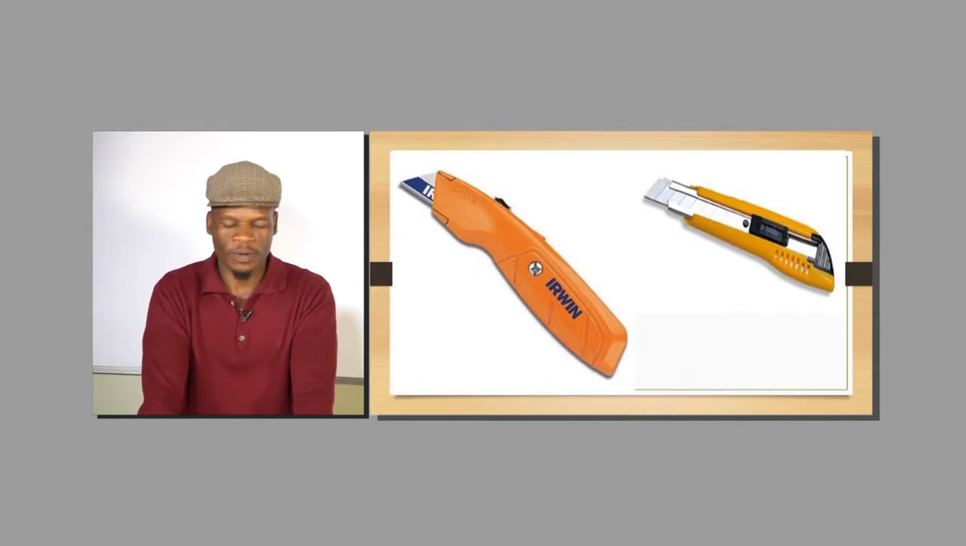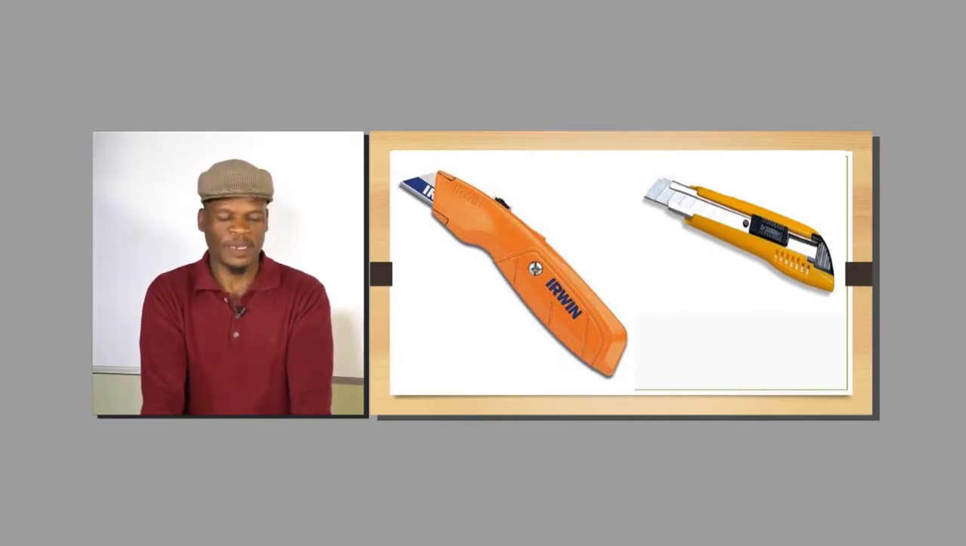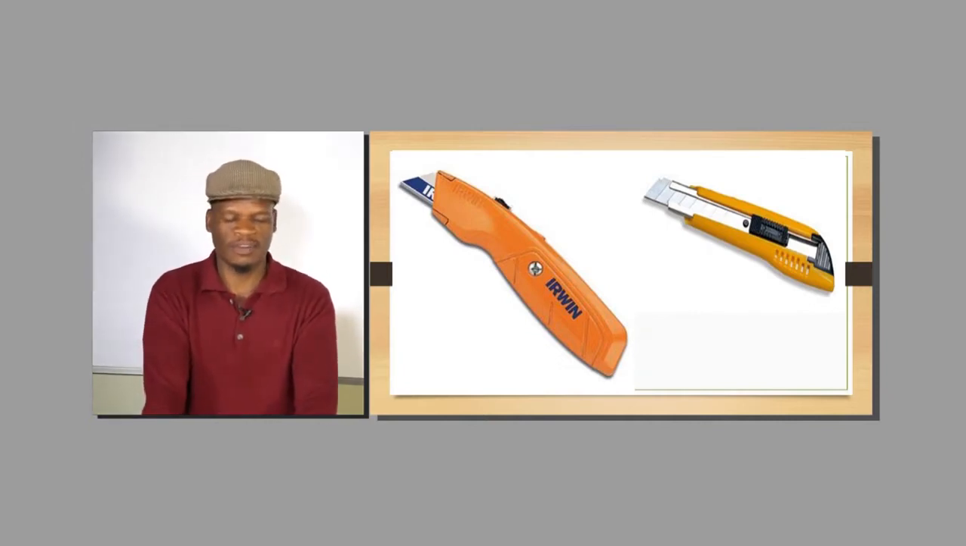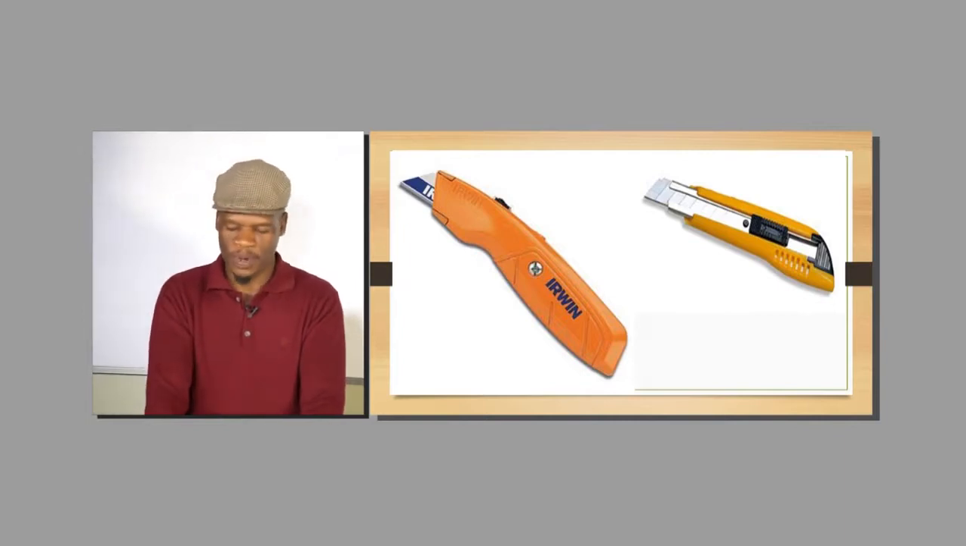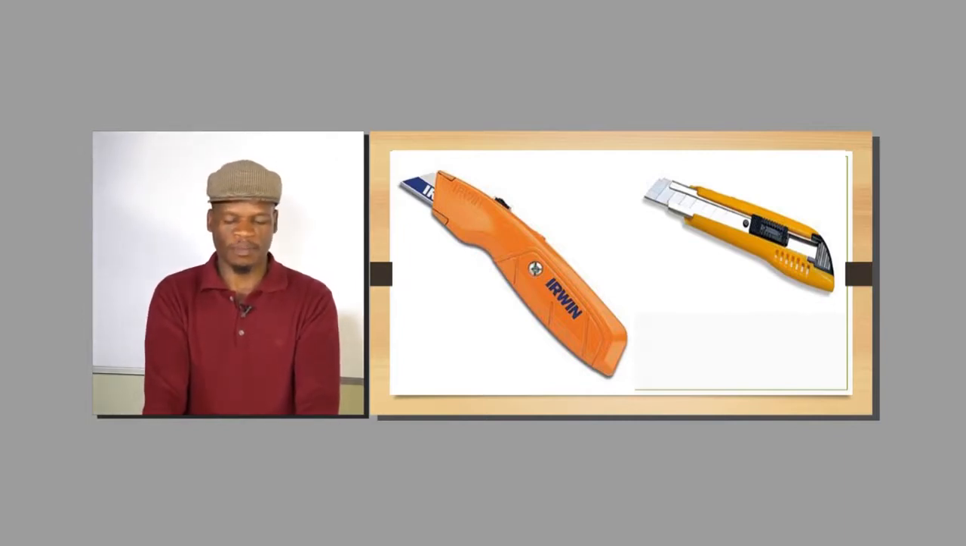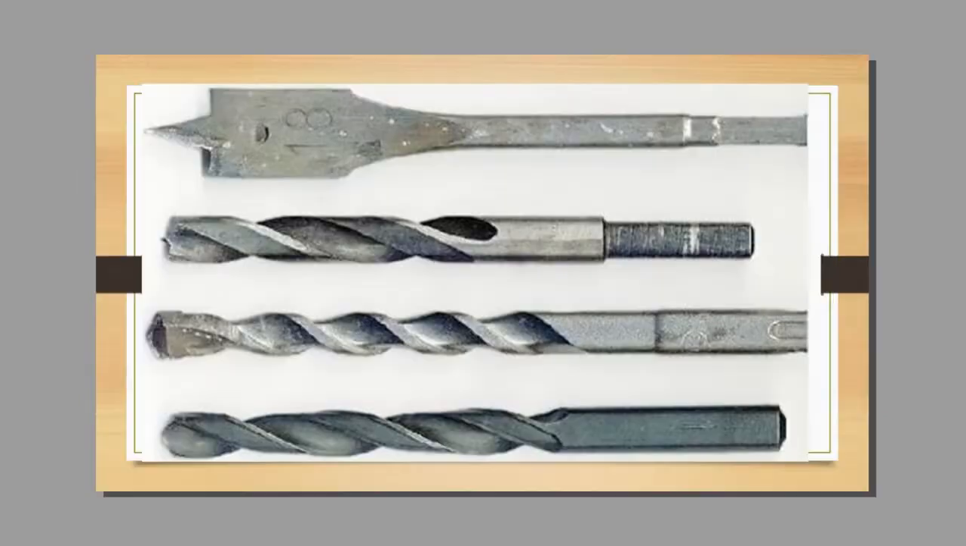Then you have got your utility knife. Sometimes you can call it a carpet knife. It's not going to be a problem. So this carpet knife is normally used just to cut surfaces or sharpen pencils in a carpentry workshop. If you need to use it for that, you can also use it for that.